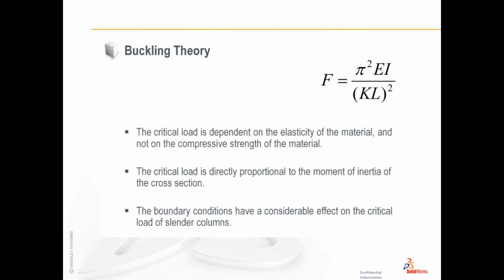So as we just saw, the critical load is dependent on the elasticity of the material and not just the compressive strength of the material. So we're not concerned from a structural standpoint with how much the material itself can take before we start encountering shear or yield in the material. It's more a factor of the stiffness of the structure. It's also, as we said, proportional to the cross-section or moment of inertia. And the boundary conditions, as we said, affect the term K, or the effective length of the structure, reducing the force necessary.